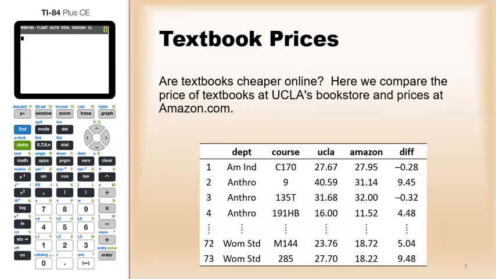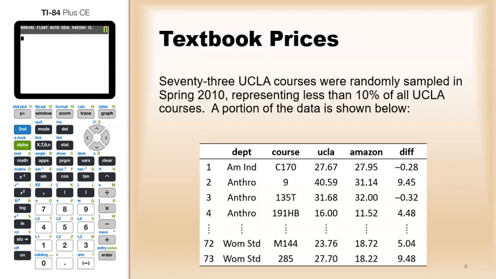Are textbooks cheaper online? Here we compare the price of textbooks at UCLA's bookstore with prices at Amazon.com. Now, 73 UCLA courses were randomly sampled in spring 2010, representing less than 10% of all UCLA courses.